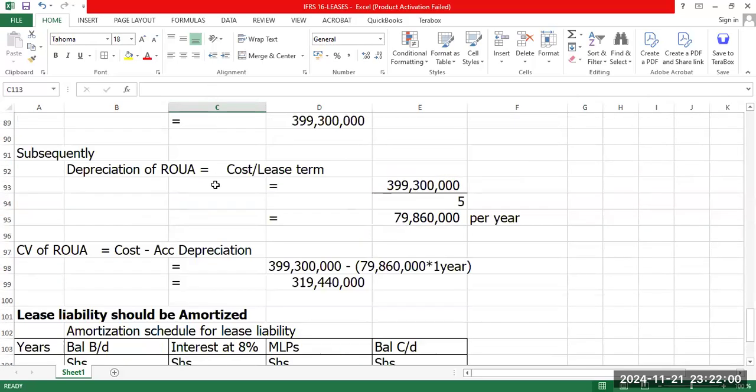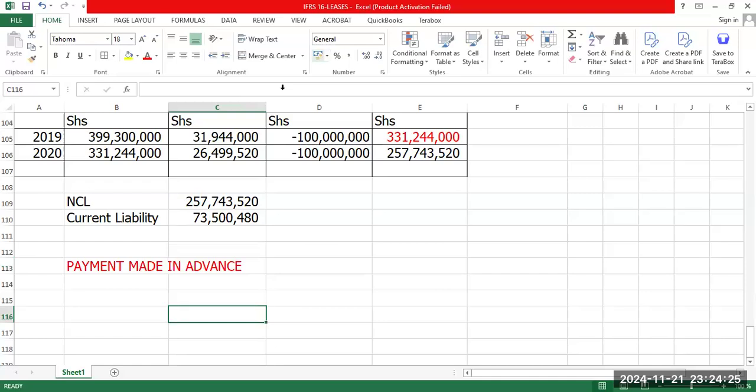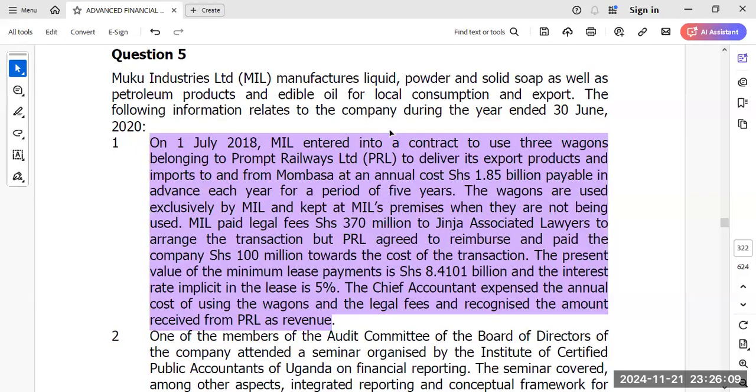Okay, any question? If the payment is made in advance, what do you do? We start from year 0. So we are handling that note.